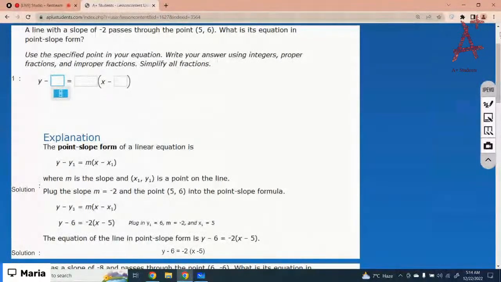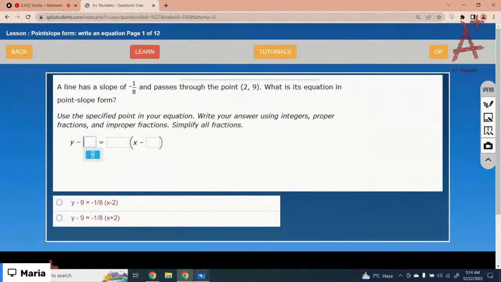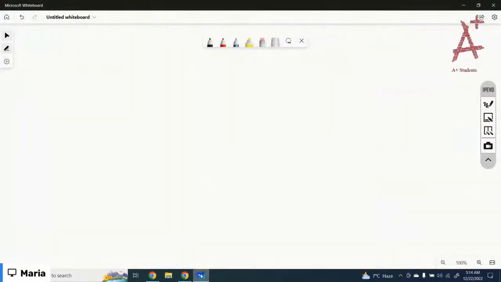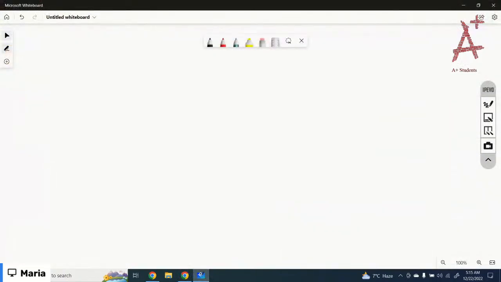Let's just start with the practice questions. A line has a slope of negative 1 by 8 and passes through the point (2, 9). Okay, the slope is negative 1 by 8, and the point is (2, 9). You have to write the equation.